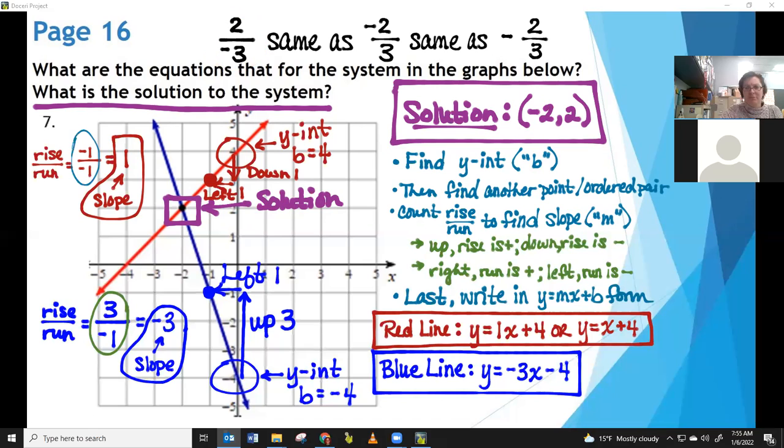Great question. Okay, with our last little bit of time, I do want to talk about graphing inequalities. It's very similar to what we've done with graphing equations.